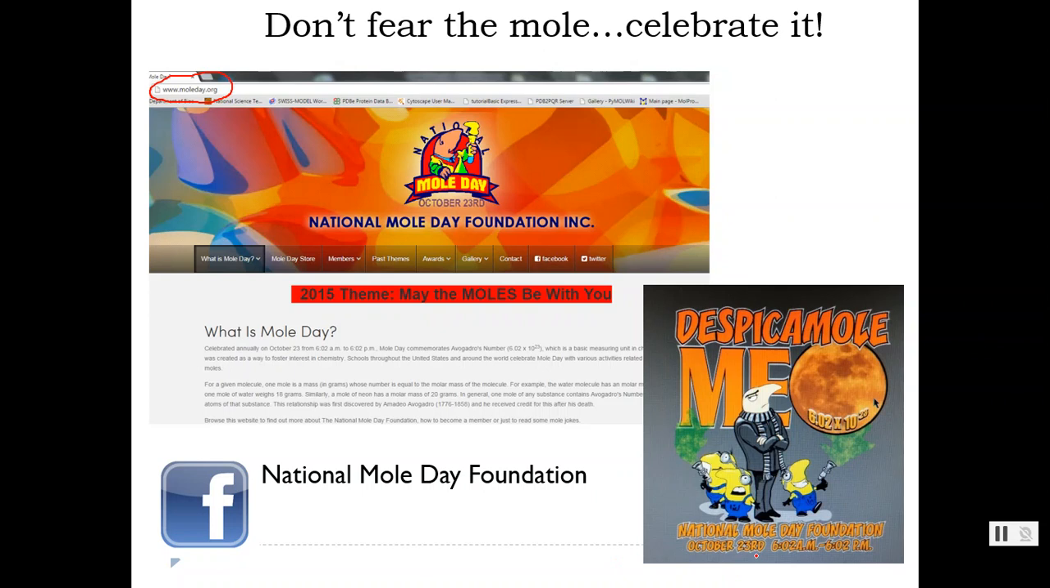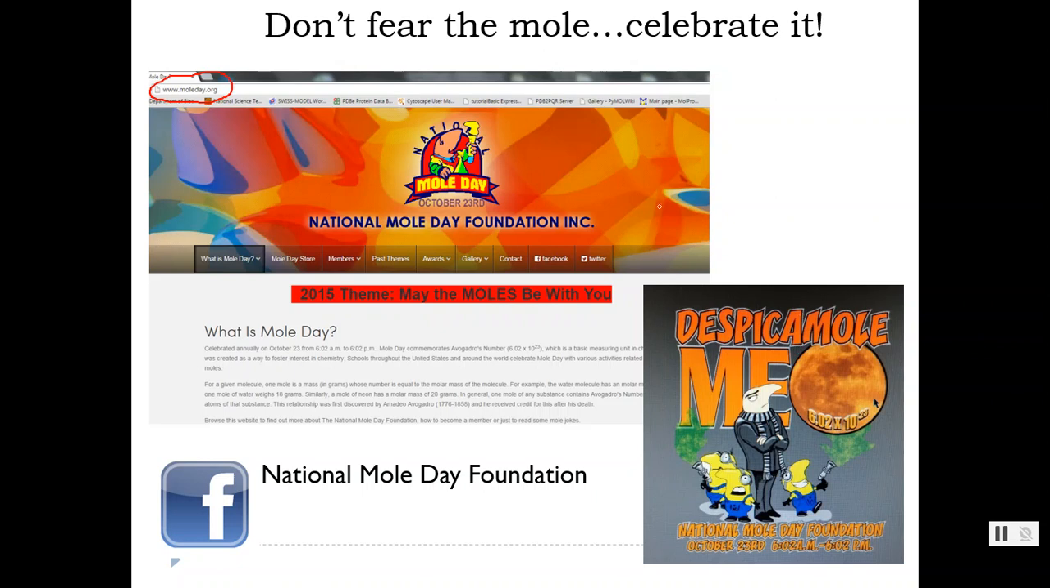We chemists need any kind of excuse to have a party. Every Mole Day has a theme. My favorite was May the Moles Be With You in 2015, but I also kind of like Despicable Mole Me, because I kind of like the Minions. I was really sad that the Minion movie got pushed back. I guess there's another Minion movie coming out. It was supposed to come out this summer, but it'll be next summer, I guess.